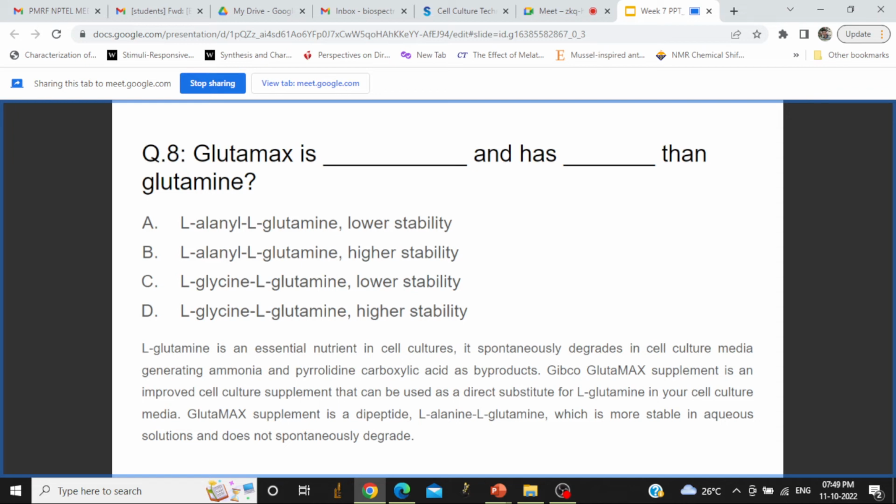Glutamax is dash and has dash than glutamine. Glutamax is L-alanine L-glutamine, and it has a lower stability. There are 4 answers given. What is the correct answer?